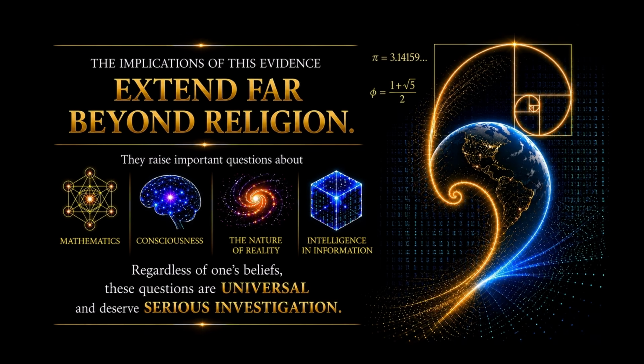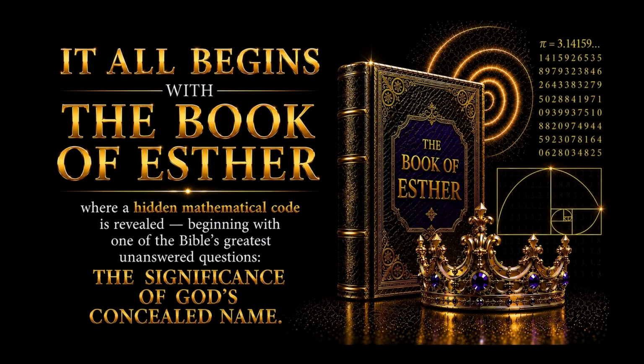The implications of this evidence extend far beyond religion. They raise important questions about mathematics, consciousness, the nature of reality, and how intelligence can be embedded in information. Regardless of one's beliefs, these questions are universal and deserve serious investigation. It all begins with the book of Esther, where a hidden mathematical code is revealed, beginning with one of the Bible's greatest unanswered questions: the significance of God's concealed name.